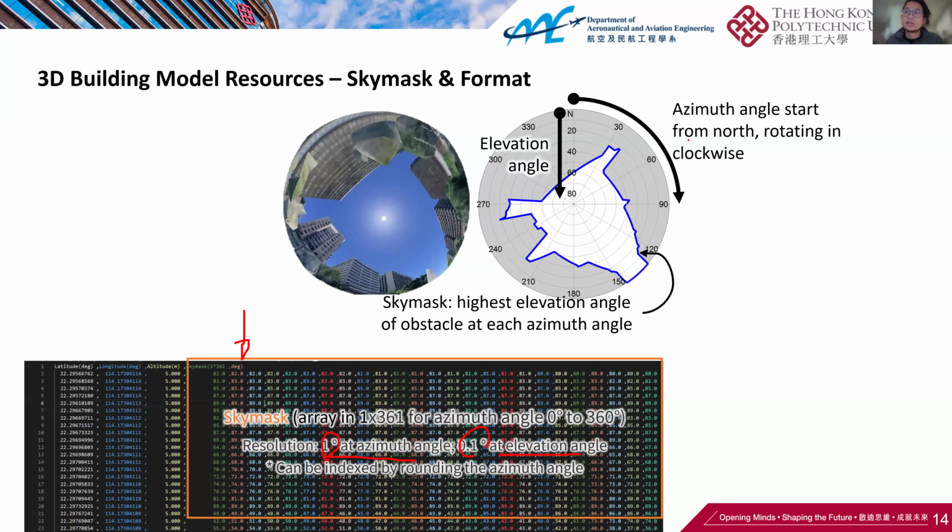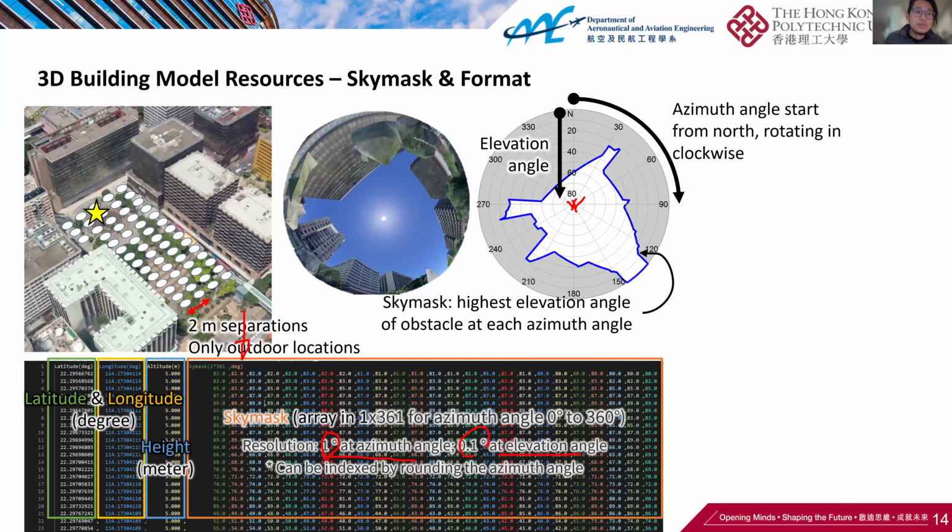Okay, so this is for Sky Mask, and each Sky Mask comes from one particular position. So the center point is a particular position, which is over here. We give a lat long in WGS84 with the height. The height is the terrain height that we extract from Google Earth. And then we provide 2 meter separations for each grid point.